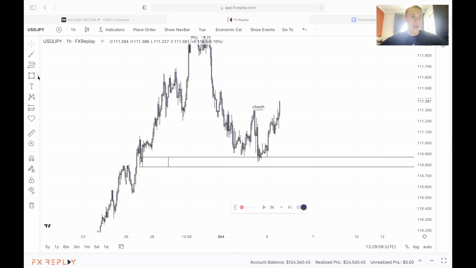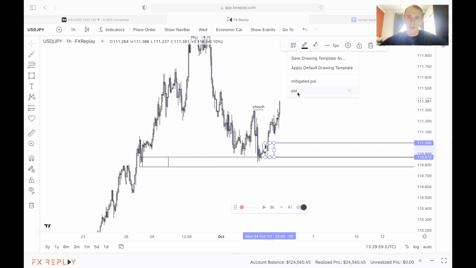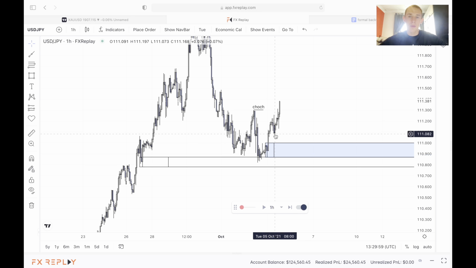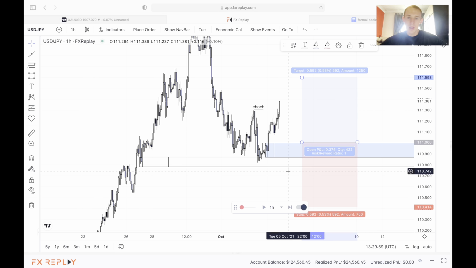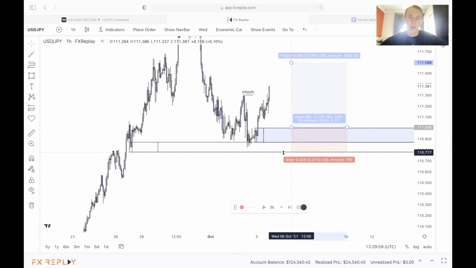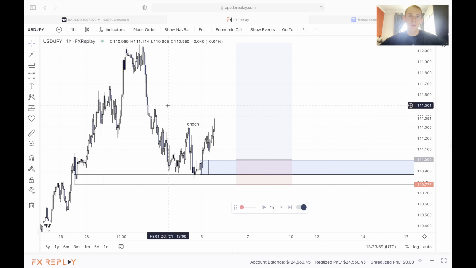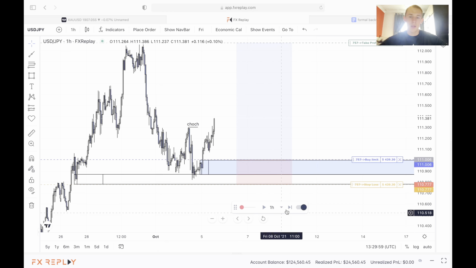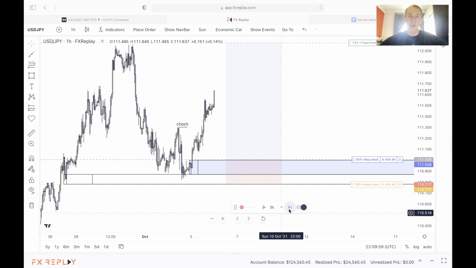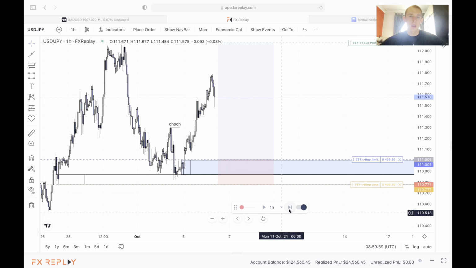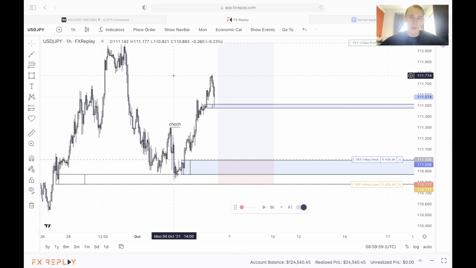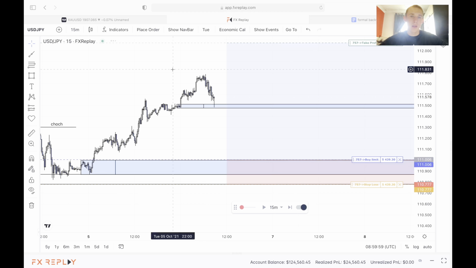And as for potential entries, we have this imbalance. We have this area of demand. And we have this sort of higher low liquidity resting above. So we can set a limit at this level and see if price can come back and tag us in. SL just below the demand, targeting previous high. Place the order. There we go. See if it can pull back. Might also react from this area. Let's go and have a look.